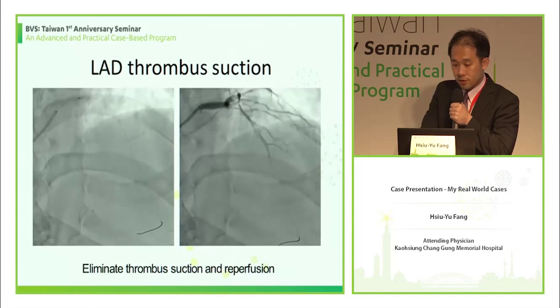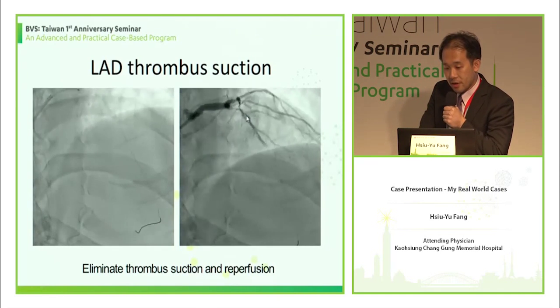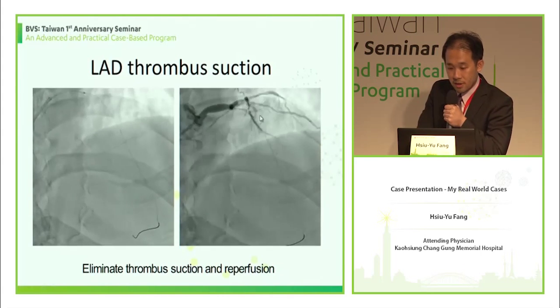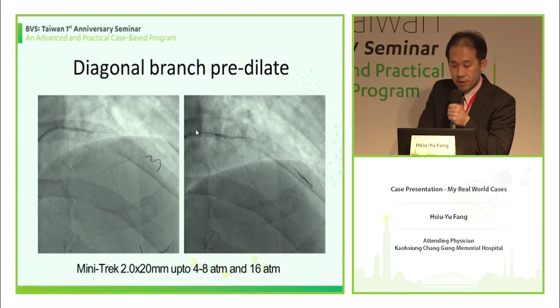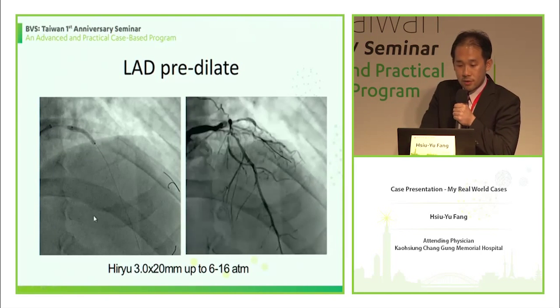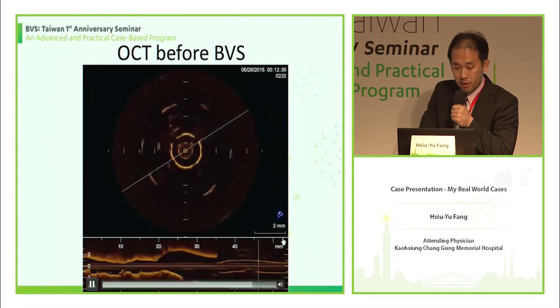After reperfusion, we can see the lesion is at the osteo of LAD from proximal, with a bifurcation lesion at the diagonal. This is a Medina 1,1,1 lesion. So at this point, we decide to protect the side branch first. We do the diagonal branch pre-dilatation with the Mini Trek 2.0 up to 8 atmospheres, and the balloon is pulled back to the LAD. We also did balloon dilatation of the LAD with a 3.0 balloon.